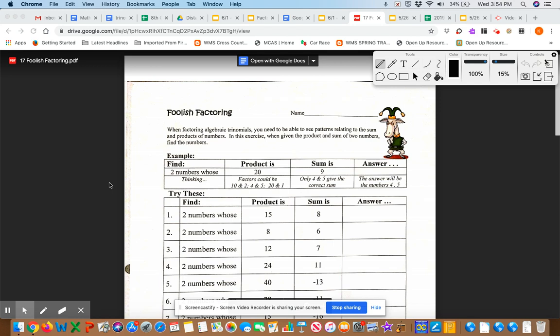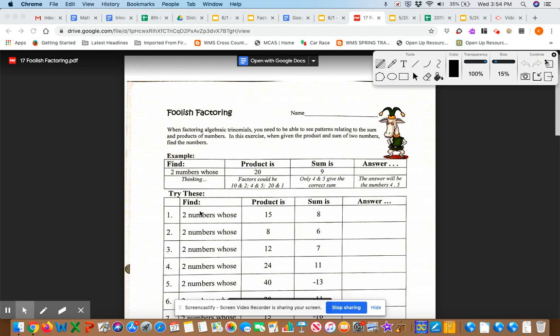Mr. Farley here to give you a little explanation about the handout, or the page, we want you to work on today for just a couple of minutes. It's titled Foolish Factoring. So this might be a little strange if you take a look at this, but I want to do the first two examples with you just to make sure we're okay.